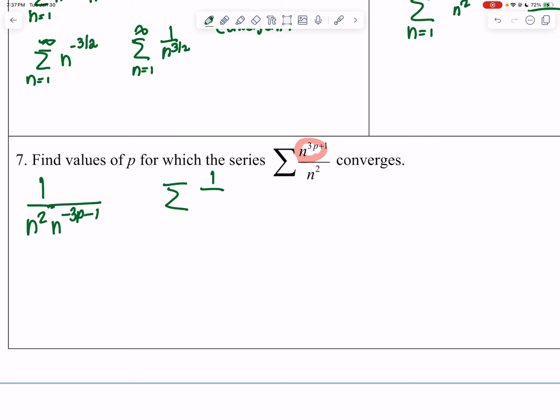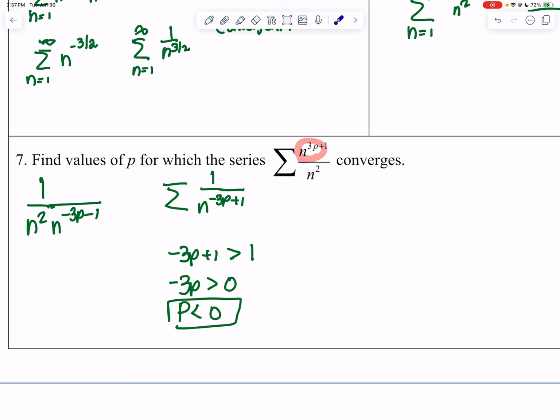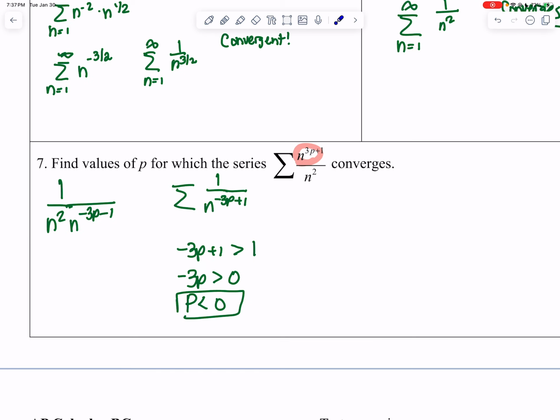1 over n to the negative 3p plus 1. My exponent needs to be greater than 1, oops, not 0, 1, for it to be convergent. Negative 3p is greater than 0. And then if I were to flip, because I'm dividing by negative 3, this tells me that p has to be less than 0 for the series to converge.